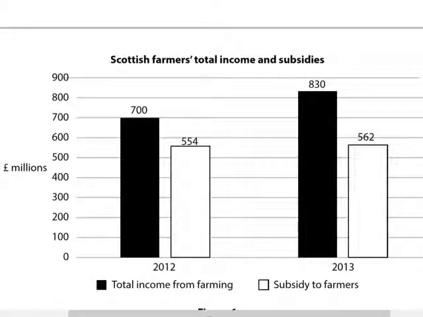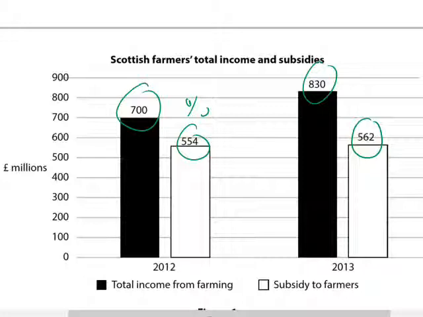Here we have the subsidies and total income to farmers. So when we do the calculate question, we've got the subsidies here, and we're going to be finding that as a percentage of the total. So when we do calculate it, it'll be the subsidy divided by the total amount, times by 100.